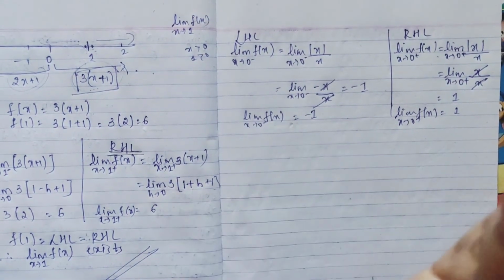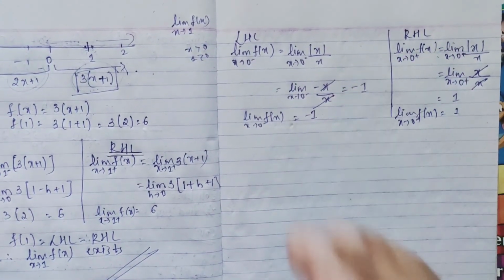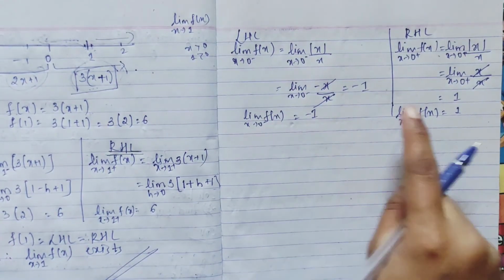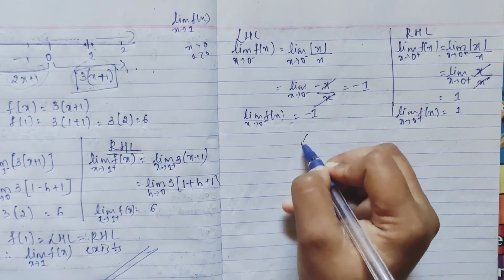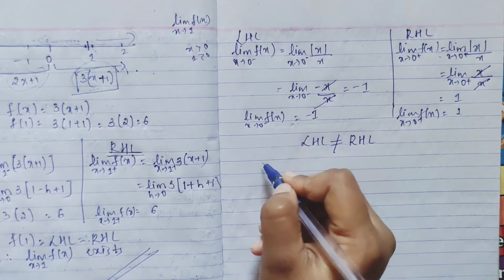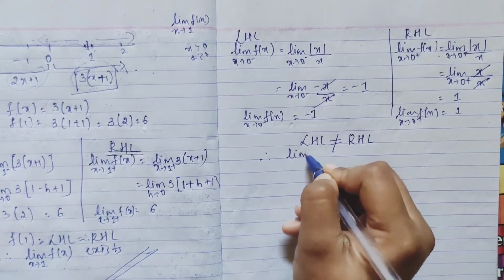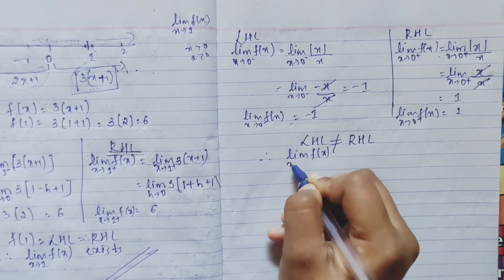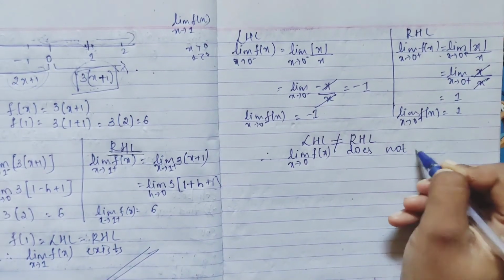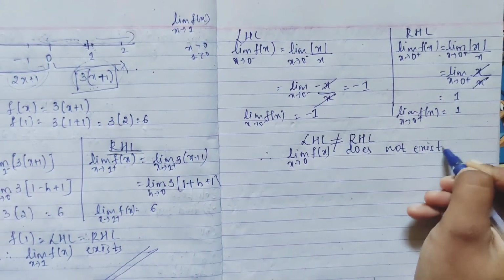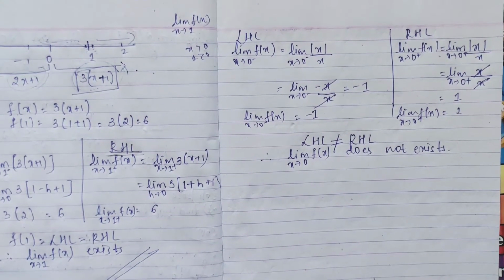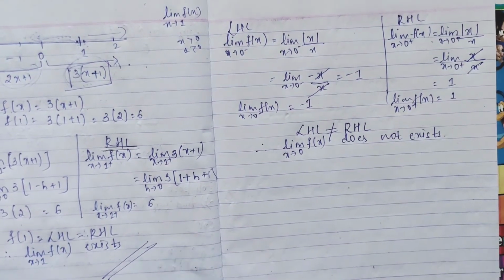And I had said already, if the limit exists at x equal to 0, the LHL and RHL should be equal, but your LHL is not equal to your RHL. Therefore, limit f of x as x tends to 0 does not exist. I hope I am clear for you how you have to do it.